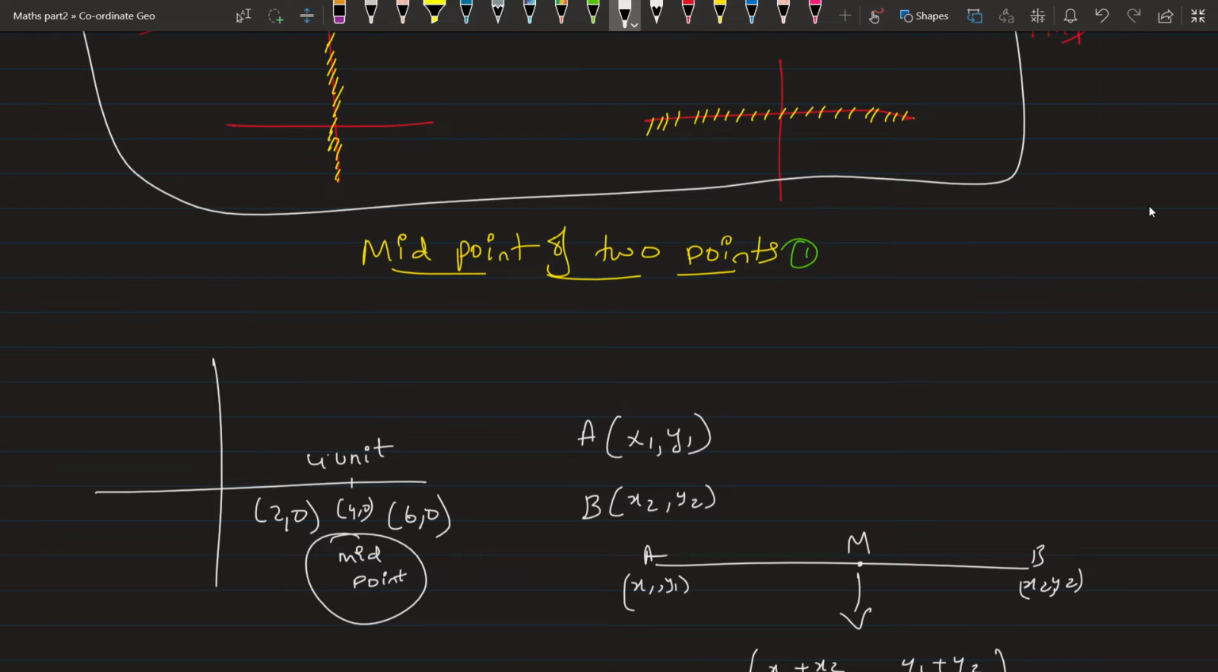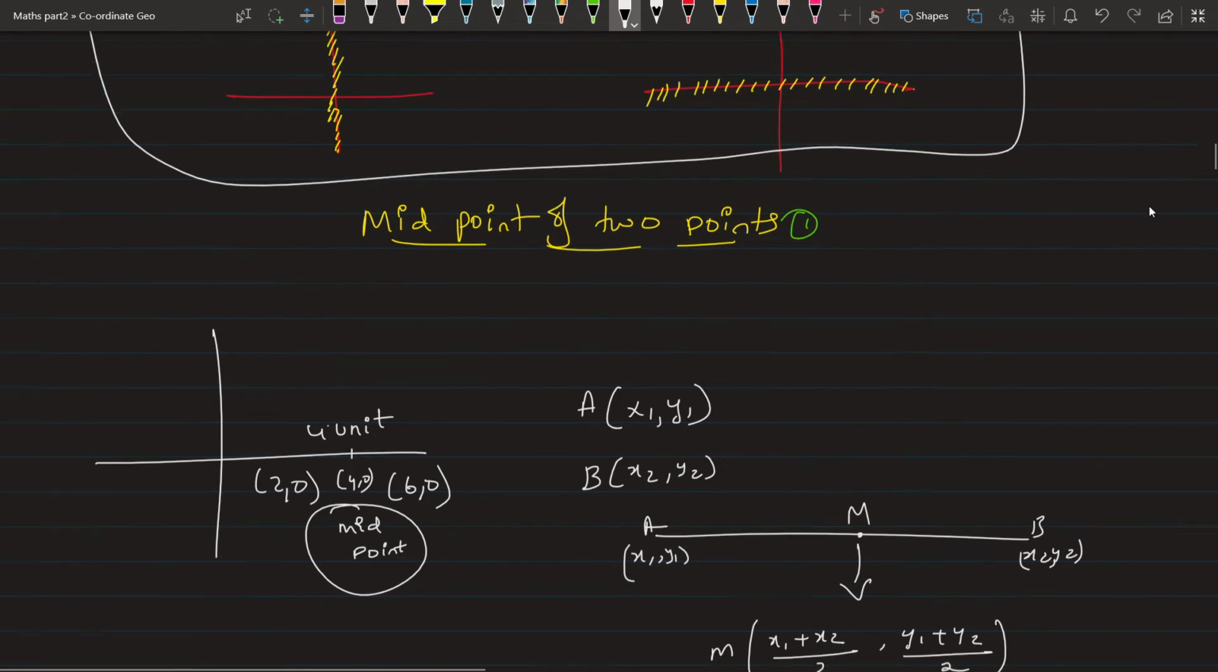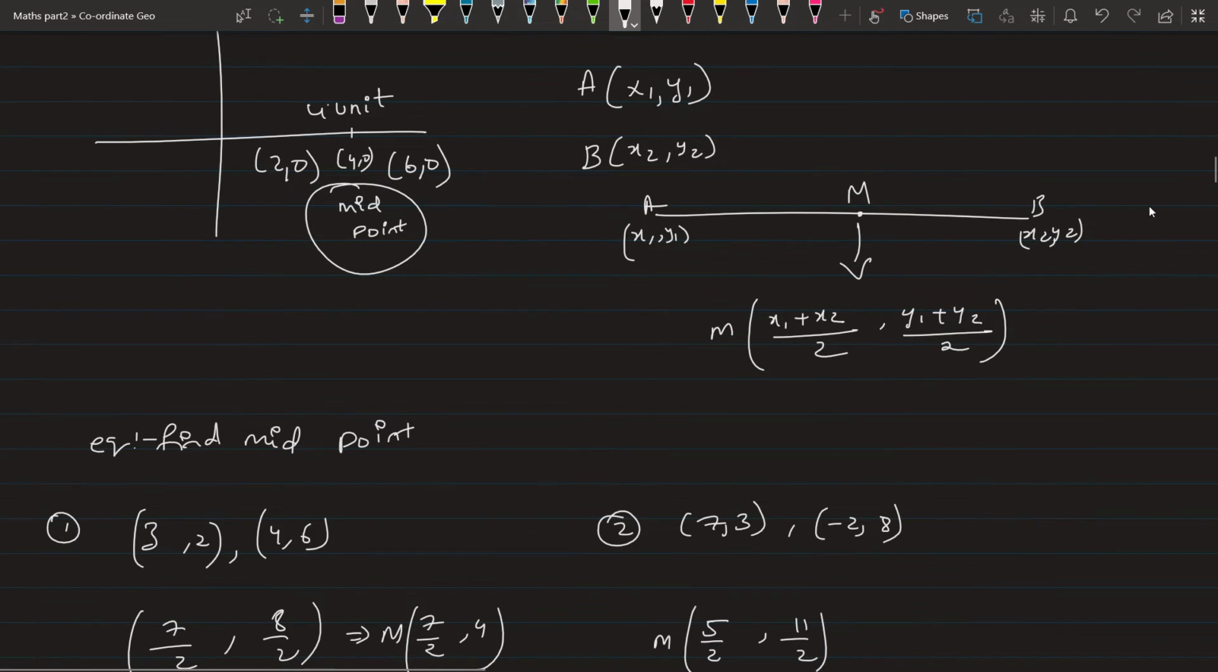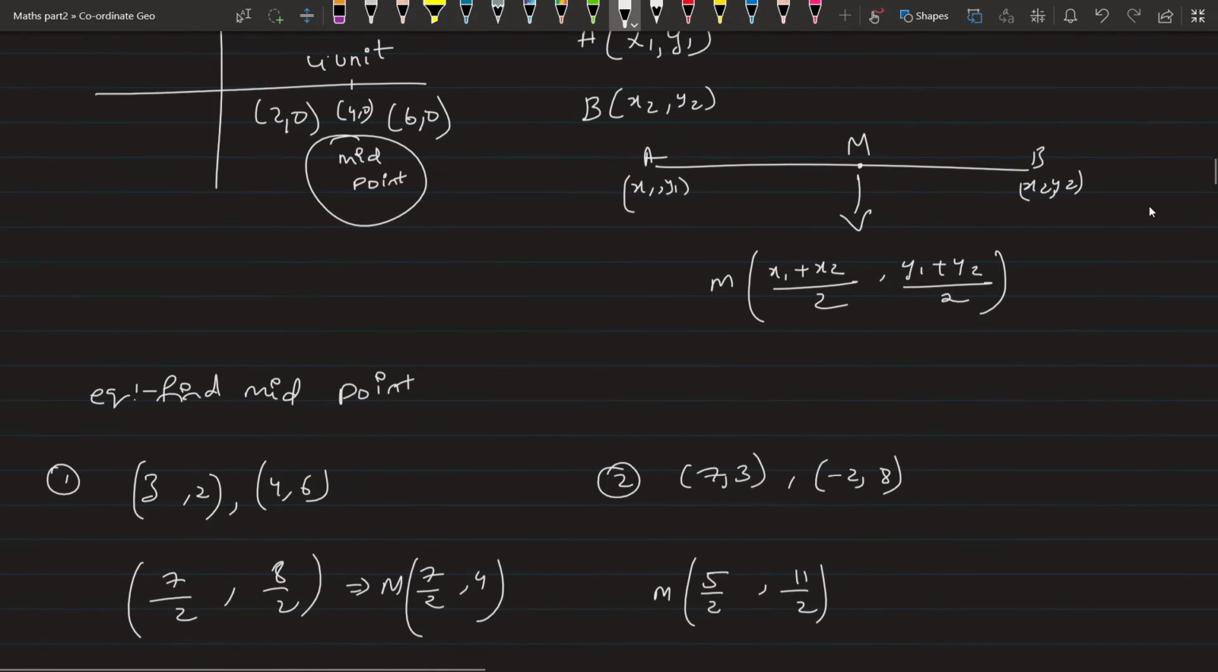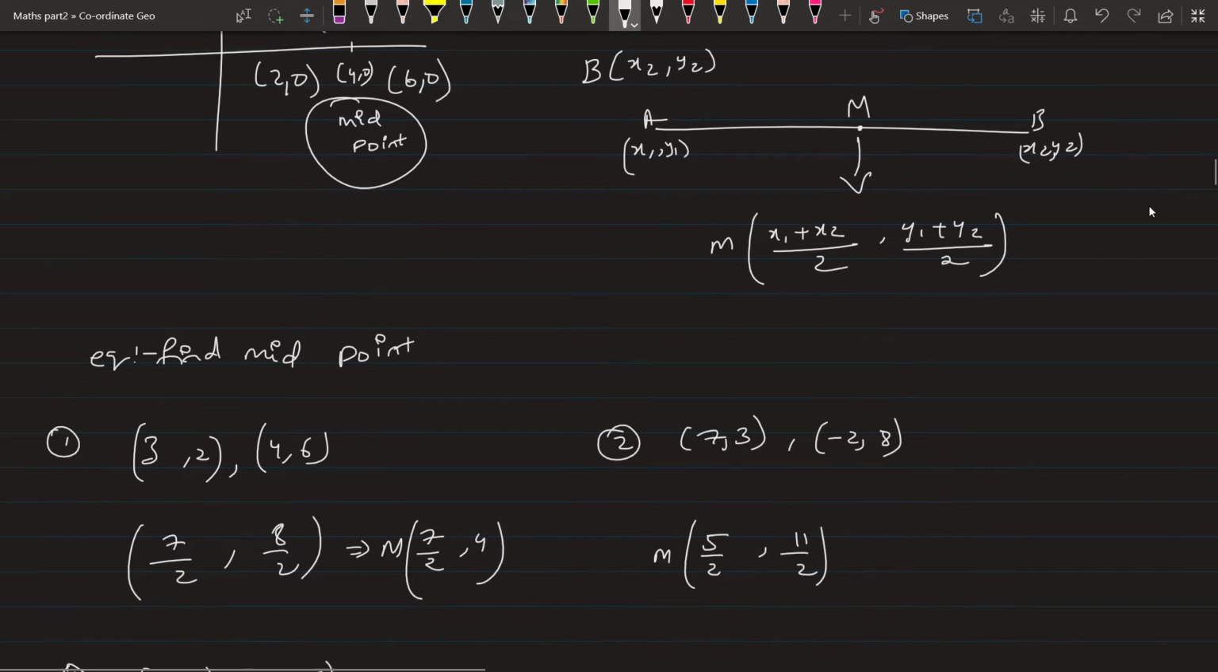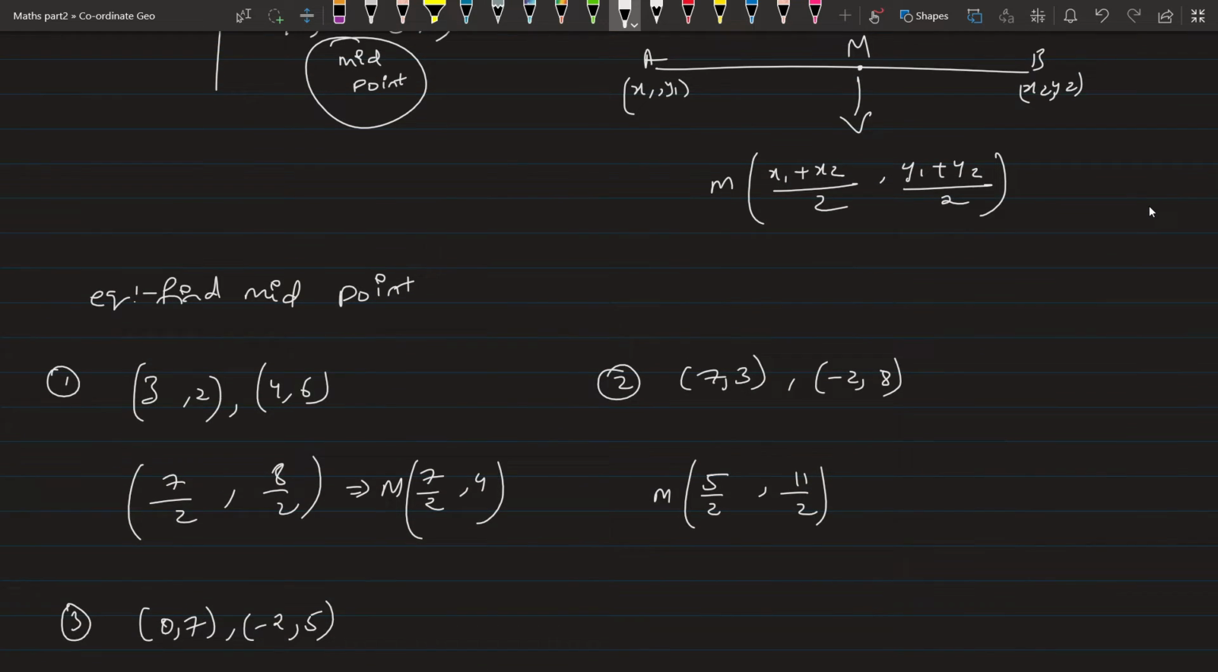How to find the midpoint of any 2 points. Taking A as (x1, y1) and B as (x2, y2), to find the midpoint of the line AB, we add the x coordinates of A and B and divide by 2. Same for the ordinate: y1 plus y2 divided by 2. So we get M as the midpoint.